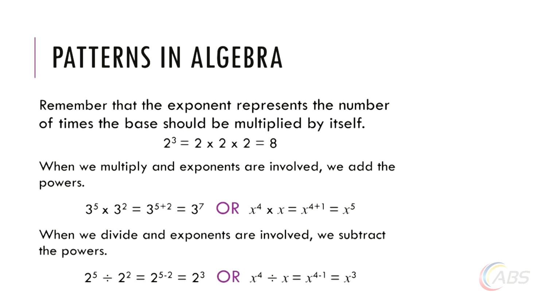And of course, division is the opposite of multiplication. So where we added because we're multiplying, this time when we divide and exponents are involved, we subtract the powers. And so we have 2 to the 5th divided by 2 squared. It is equal to 2 to the 5th minus 2, which is equal to 2 cubed. Or x to the 4th divided by x, that's equal to x to the 4 minus 1. And 4 minus 1 is 3, so that is x to the 3rd power, or x cubed.